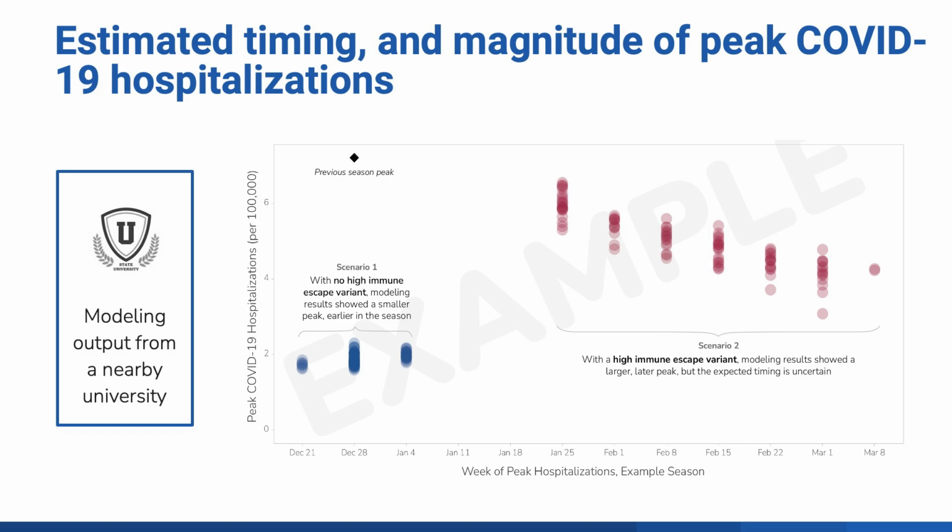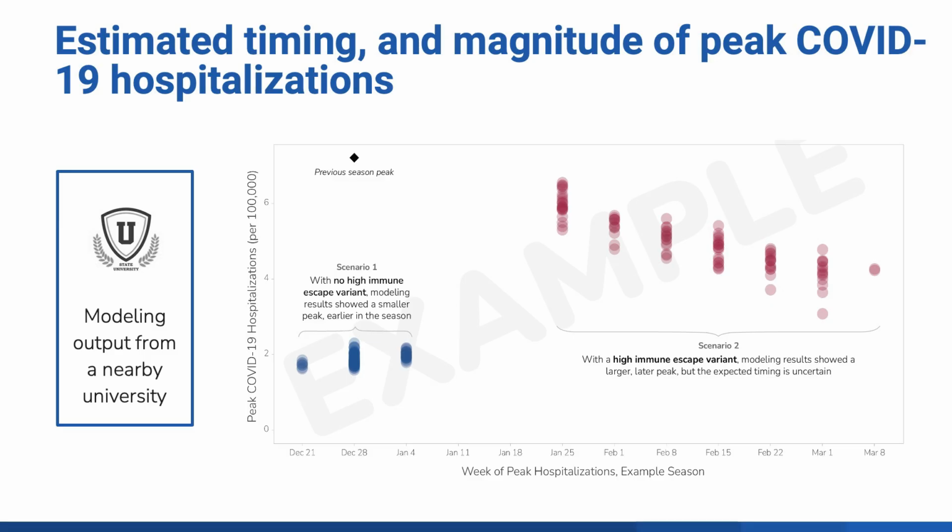It's a scenario model because the 2 scenarios considered are 1, assuming no additional new variant, blue points, and 2, assuming a new immune-escape variant, red points. The university conducted 100 simulations for each of the 2 scenarios. Each point represents the magnitude and timing of peak hospitalizations in a single simulation.